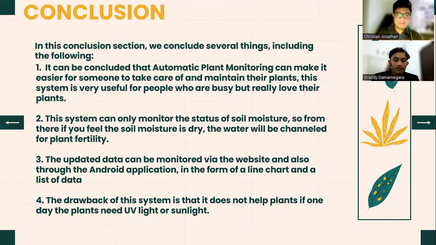And the third, the updated data can be monitored via the website and also through the Android application in the form of a line chart and a list of data. And the last, the fourth, is the drawback of the system: it does not help plants if one day the plants need UV light or sunlight.